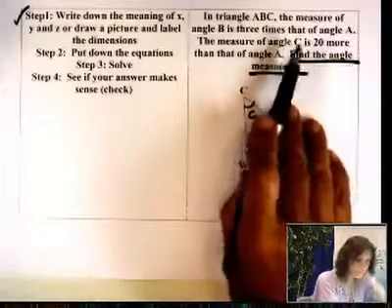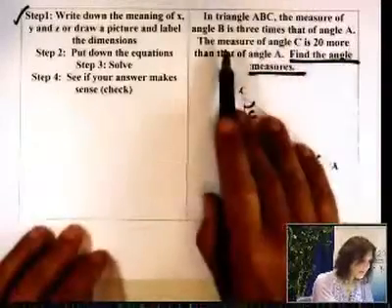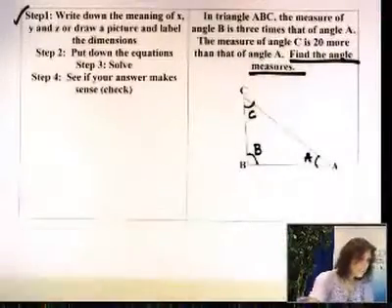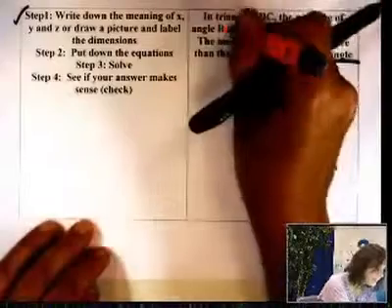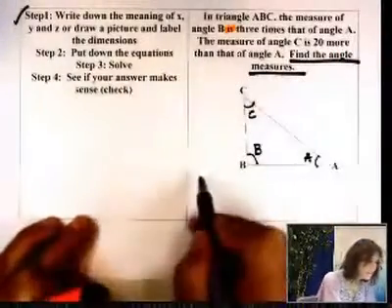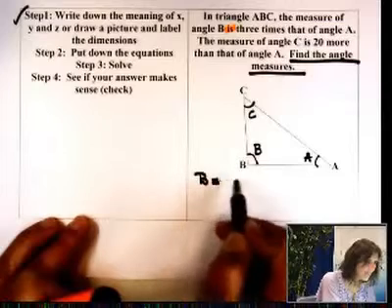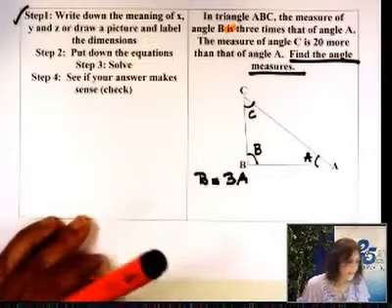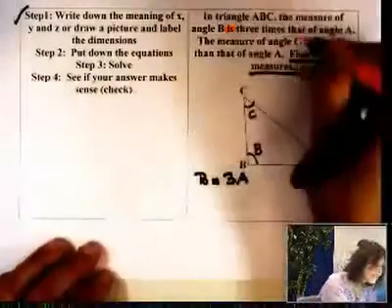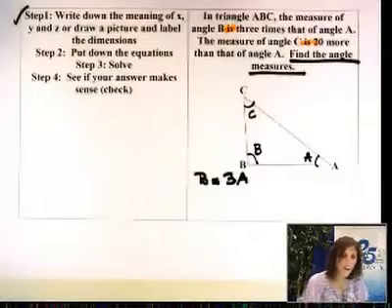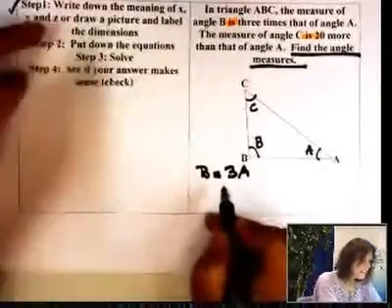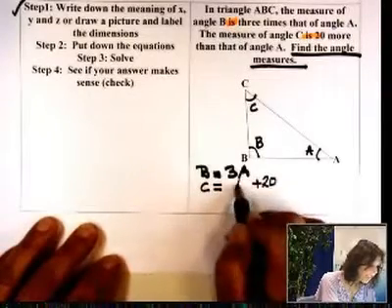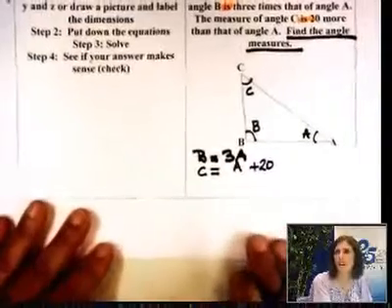The measure of, let's say angle A I know, so it says the measure of angle B is 3 times that of angle A. So is going to give it away. B is. So that means B is 3 times that of angle A. That's the first equation. Now, let's look at the measure of angle C is 20 more than that of A. So C is 20 more than that of A. Does it make sense? All right.